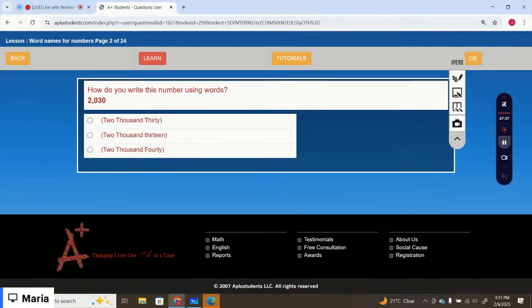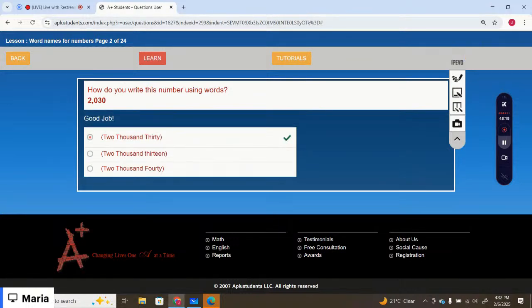How do you write this number using words? 2030. So, which is the correct option? That is actually how we read the number. We cannot read it like twenty thirty. We read it like two thousand thirty. Option number one is the correct option. Got it?